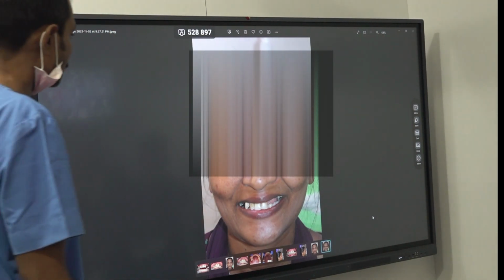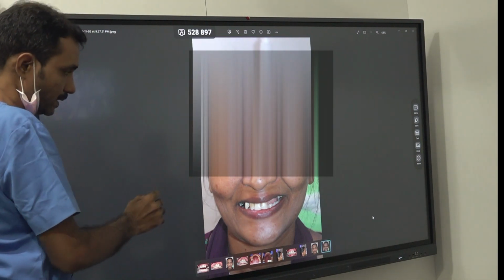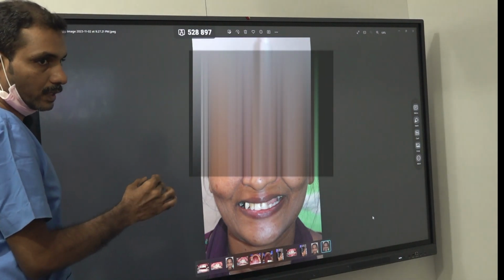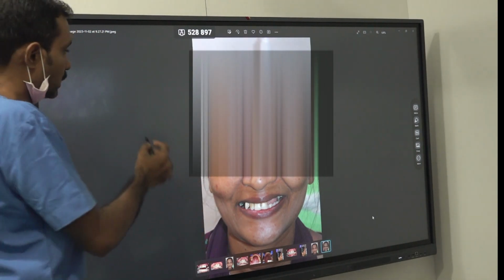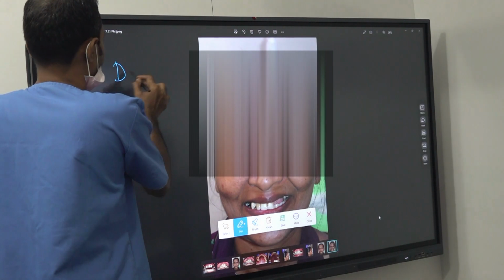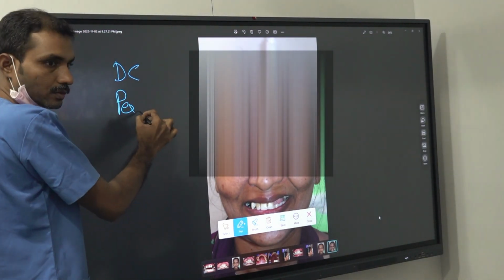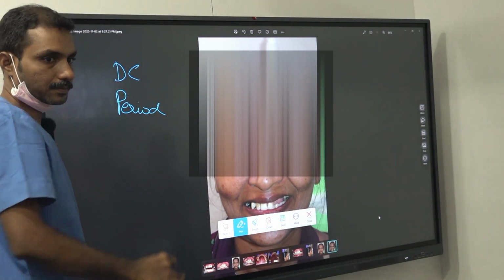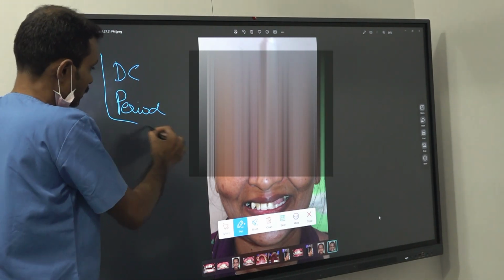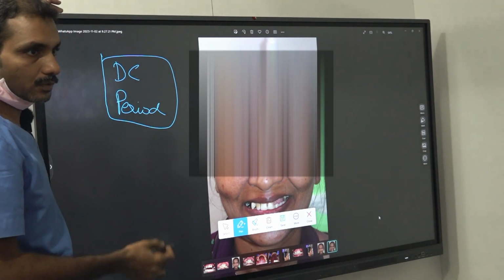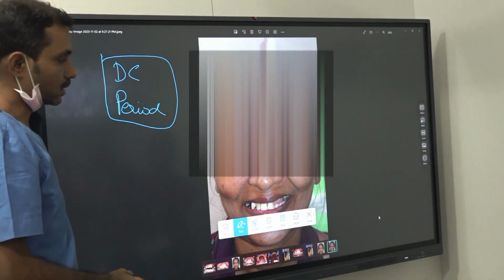So the patient has lost most of the teeth. Many patients lose teeth around 35 to 45. The reason is multiple decay or perio issues, right? But more than this, there are some other reasons which lead to total edentulousness.